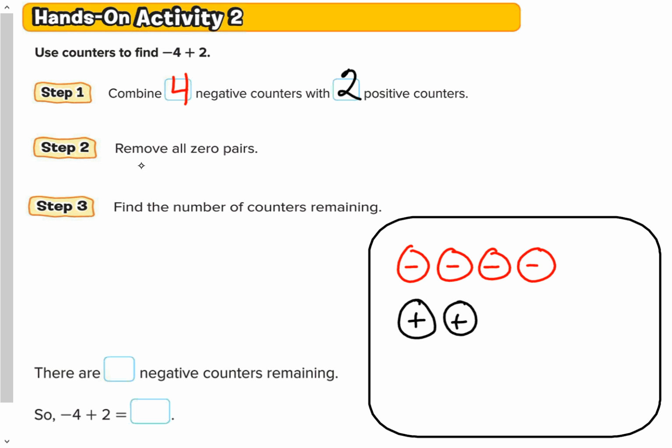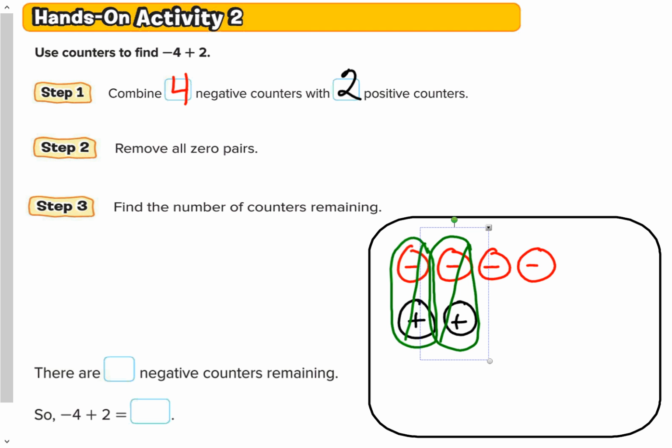The next thing we want to do is remove all 0 pairs. Now when you talk about 0 pairs, you basically say that a positive and a negative one makes 0. So they cancel out because they're 0. So if we don't need them on the board, we just take them out.